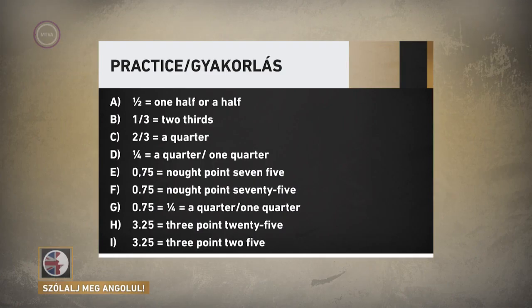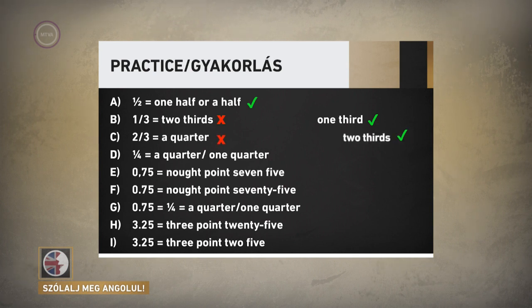Okay, so which ones were correct and which ones were incorrect? Let's have a look, shall we? Half is 1/2 or a half, so that's correct. 1/3 is 1/3, not 2/3. 2/3 is 2/3, not a quarter. 1/4 is a quarter or 1/4. That's correct. 0.75 written with a comma is incorrect. Why? Because we put a full stop when we write a decimal fraction. 0.75 is 0.75, which is also the same as 3/4.